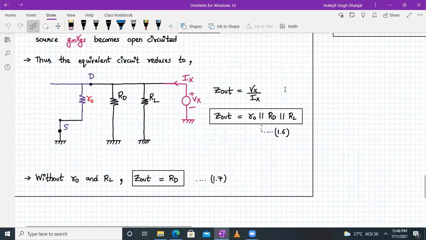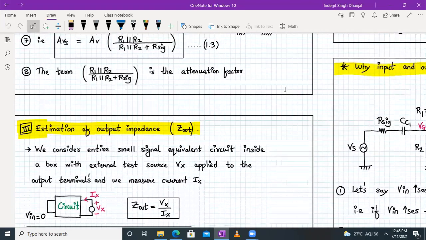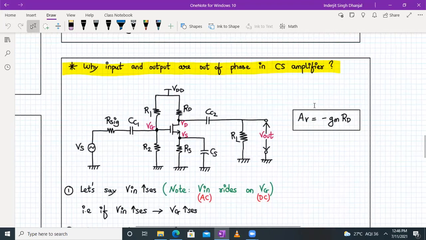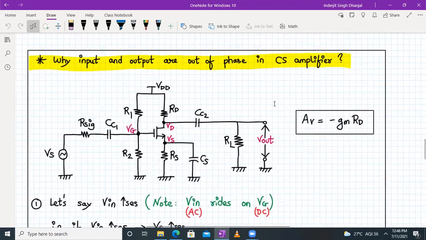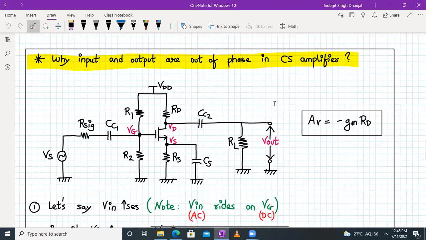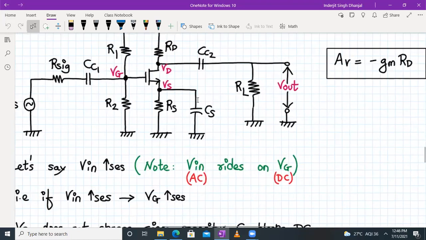Now, let us move on to the next part and try to answer a question. In a common source amplifier, why are input and output out of phase? We have written the simplified form of the gain expression, that is minus gm times RD. The actual expression will be minus gm times Ro parallel to RD parallel to RL. But we are signifying the importance of the minus sign. Why are the input and output out of phase? Now look carefully over here.